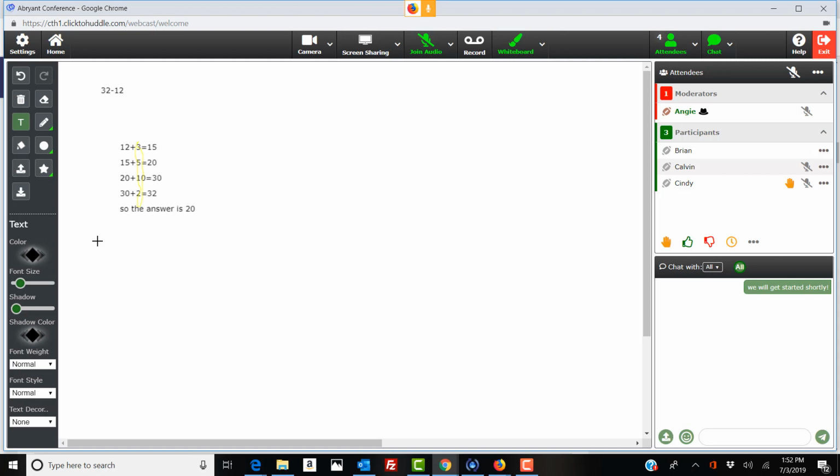Got it. Okay, so it looks like she did 12 plus 3 equals 15. 15 plus 5 equals 20. Then we talked about groups of 10, so she did 20 plus 10 equals 30. Then 30 plus 2 equals 32.